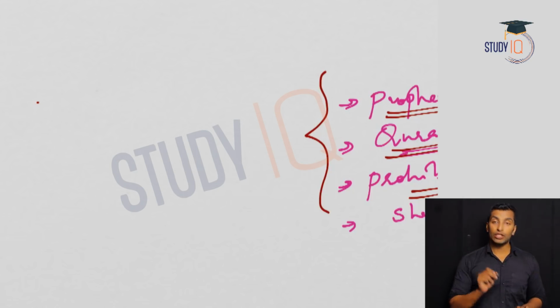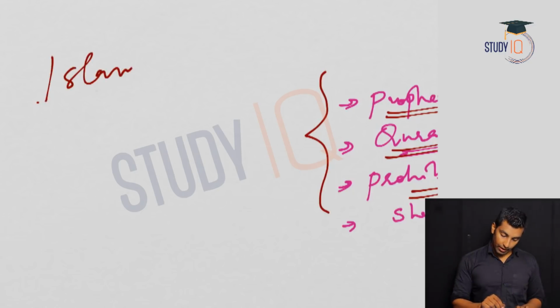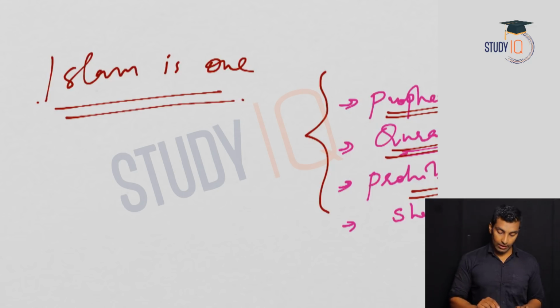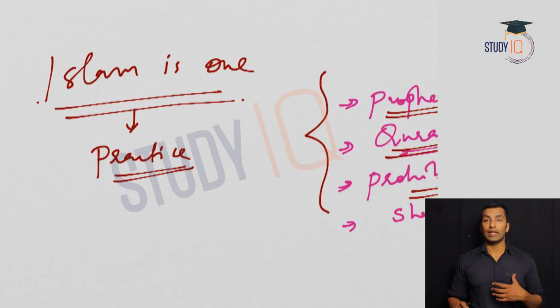So what the Wahhabis thought is that Islam is one and all Muslims should practice the same. Their idea is that Islam is one and a homogeneous religion, so all should practice one. Now that's not very easy, right? Because there are different cultural groups and practices, different languages, and it is very difficult.